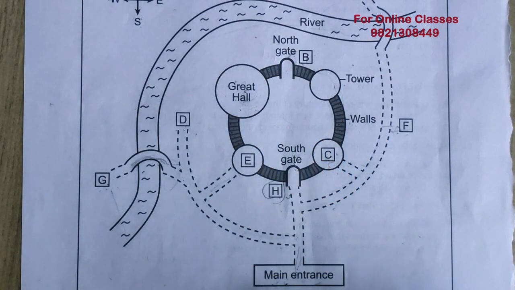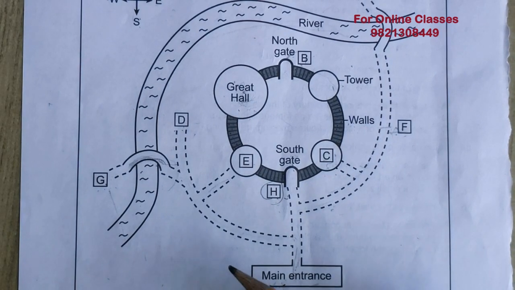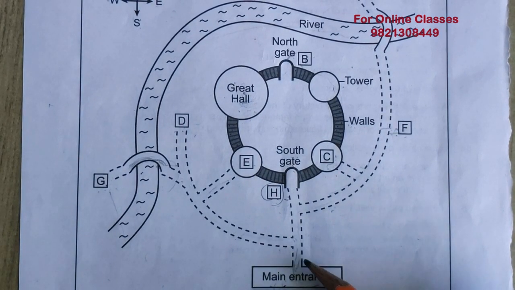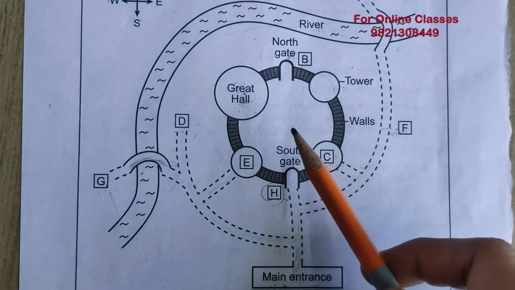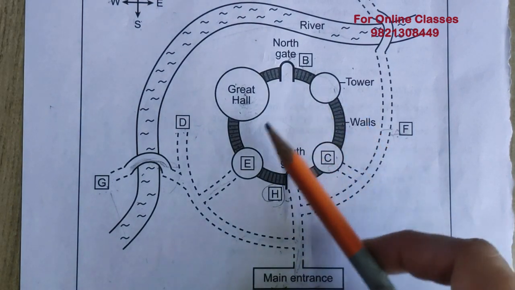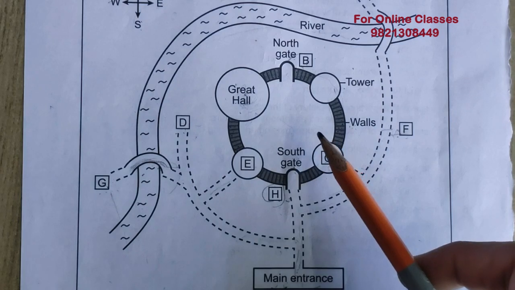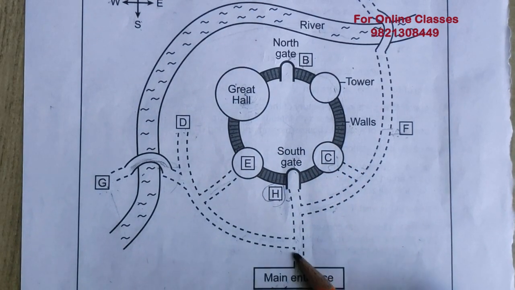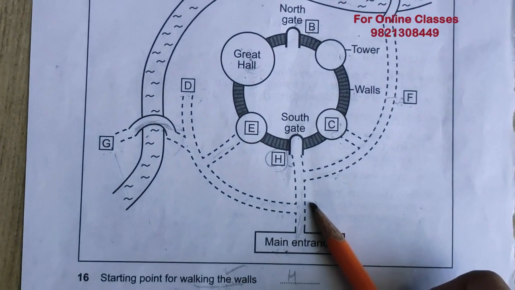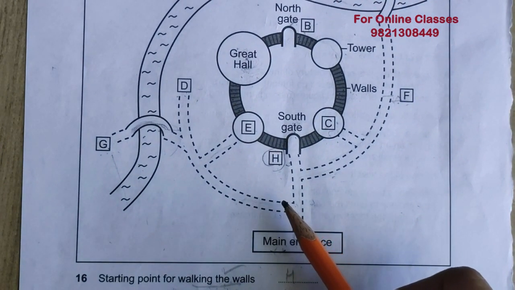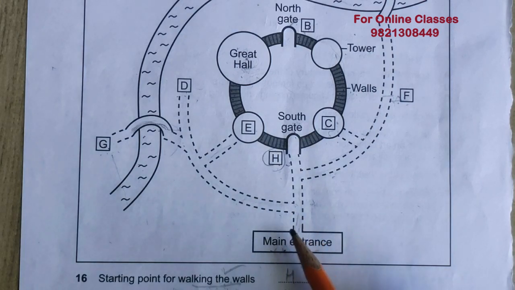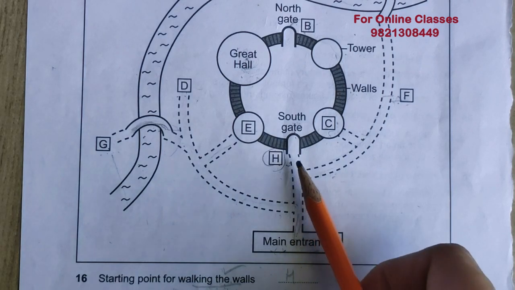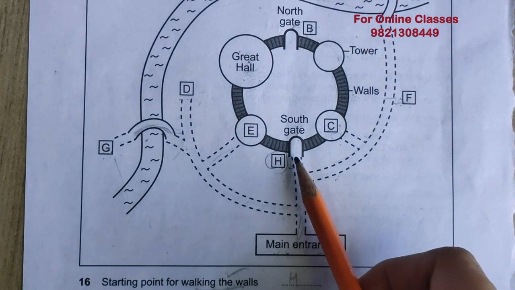If you want to get a good view of the whole castle, you can walk around the walls. The starting point is quite near the main entrance. Now, after that he is saying walk straight down the path. This is the main path he has told you: walk straight down the path until you get to the south gate.